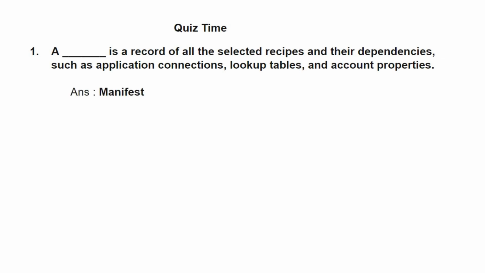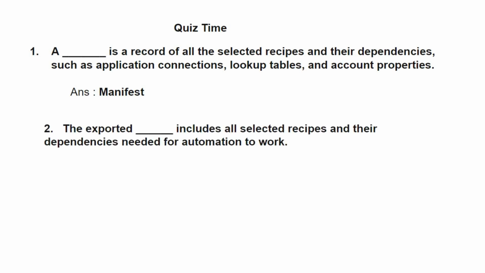It is manifest. So the manifest contains your packages. It's a kind of zip file which contains all your recipes, dependencies, connections, lookup tables, account properties, everything. The second question is, the exported dash includes all the selected recipes and their dependencies needed for automation to work. Okay, any guesses? Okay, let me give the answer.